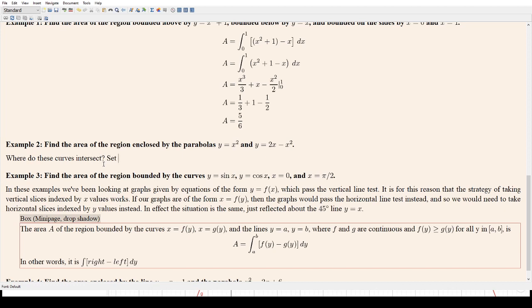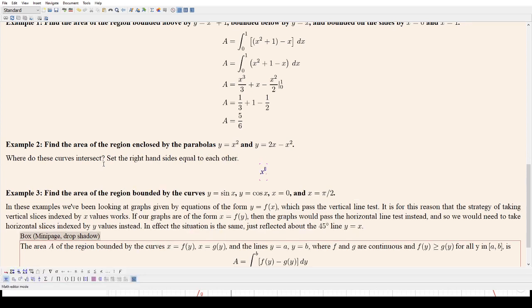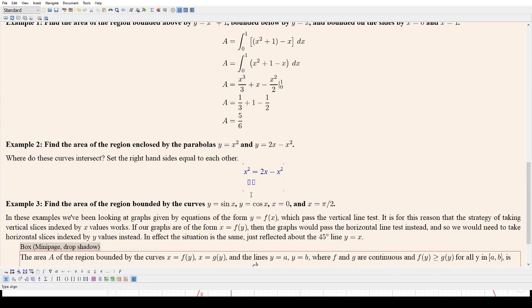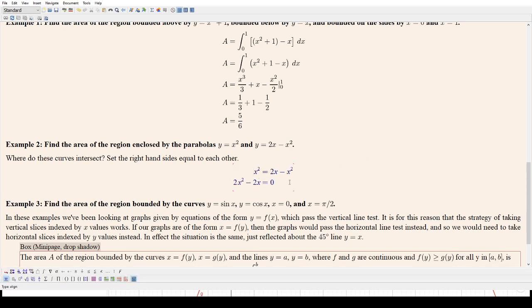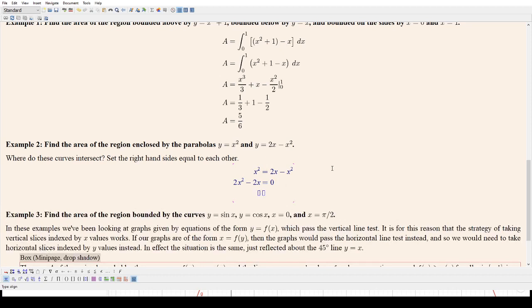And to find where they intersect, all we need to do is set the curves equal to each other. Set the right-hand sides, in fact. So we get x squared equals 2x minus x squared, and then we can solve this equation. In particular, let me move everything over to the left-hand side. So 2x squared minus 2x equals 0.